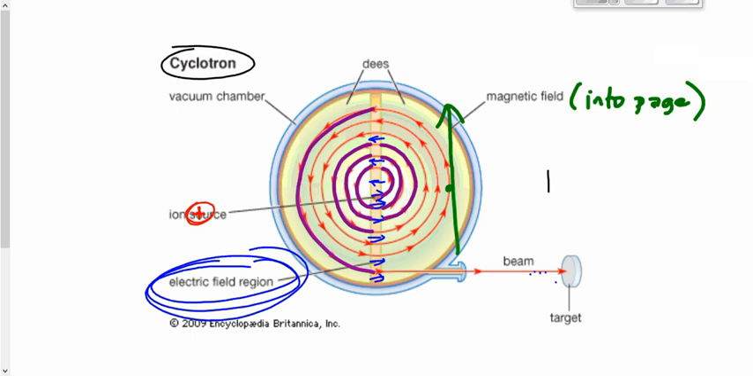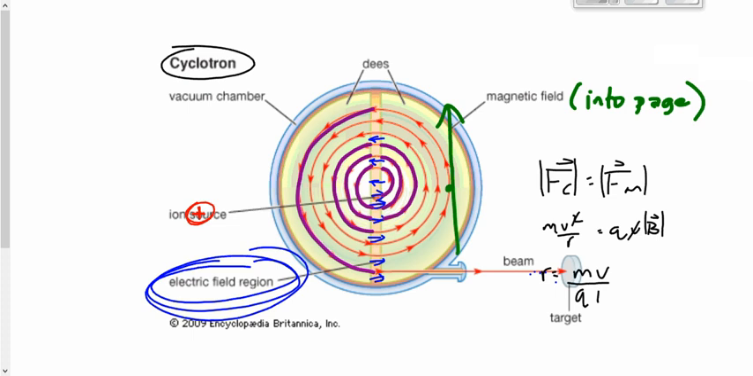Right. FC is equal to FM. That's what we're going to try at least. FC is equal to FM. So we'll say mv squared over r is equal to qvB. One of the v's cancels. R goes up, qB goes down. R is equal to mv over qB.